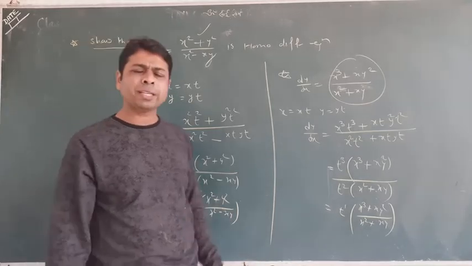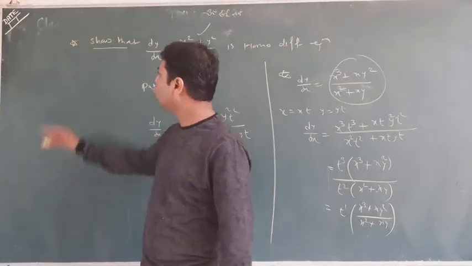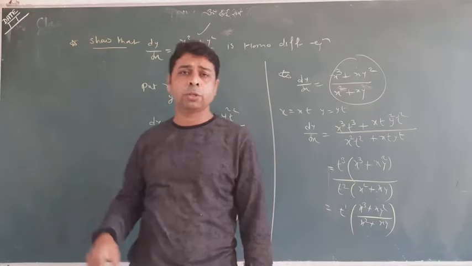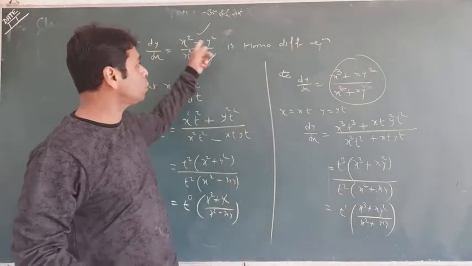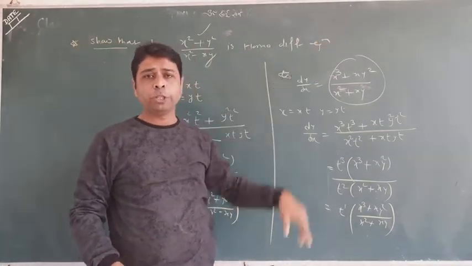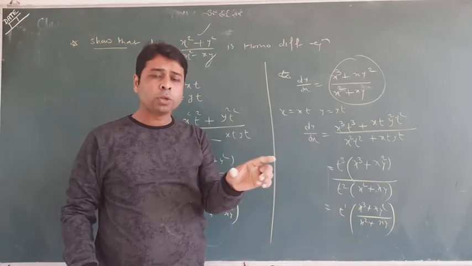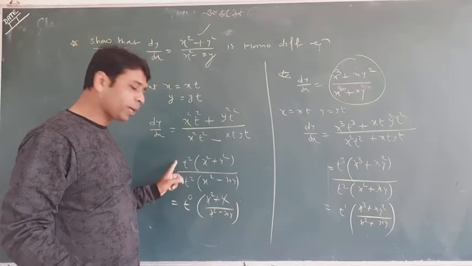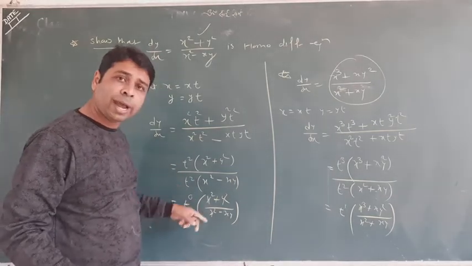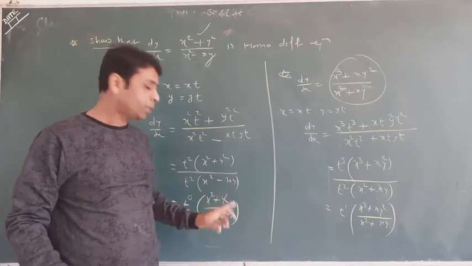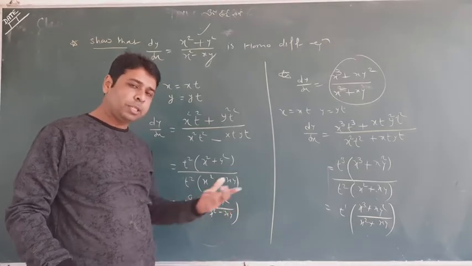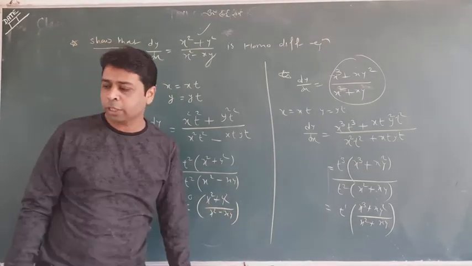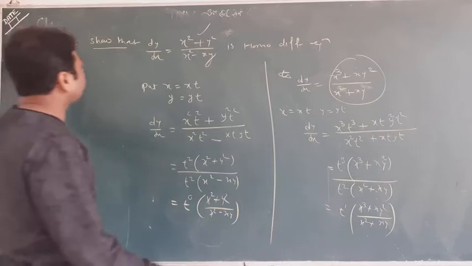This is the so-called method. Whenever you are asked to show that dy by dx equal to this function is a homogeneous differential equation, you just put x equal to xt and y equal to yt in the differential equation. All the t should cancel, giving t to the power 0. When t to the power 0 comes with the same function, it means that it is a homogeneous differential equation. This is the thing from my side.